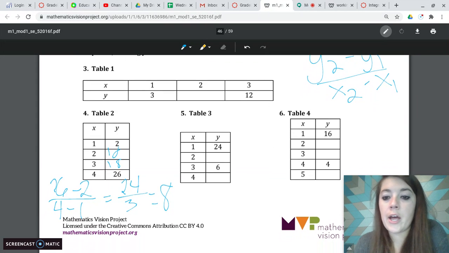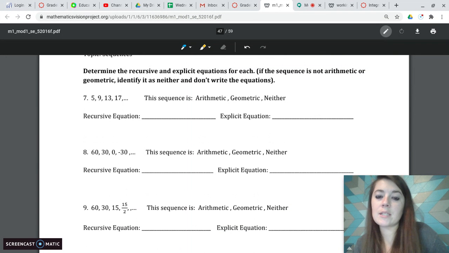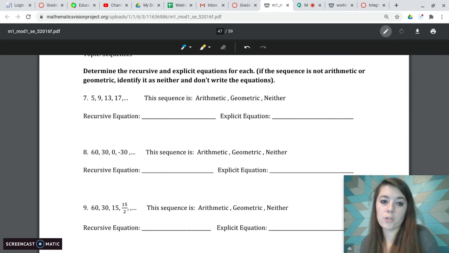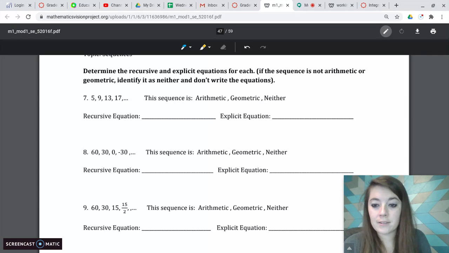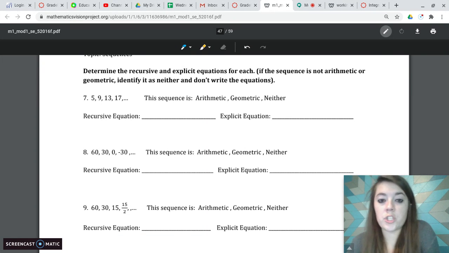Okay? All right. The next part is we want to determine the recursive and explicit equations for each. If the sequence is not arithmetic or geometric, identify it as neither and don't write the equations. So if you find a neither, you are not required to come up with any equations, okay? But that does not mean just make all of them neither so then you don't have to do equations. I will tell you, there is one neither on 7 through 11. The rest of them are either arithmetic or geometric.